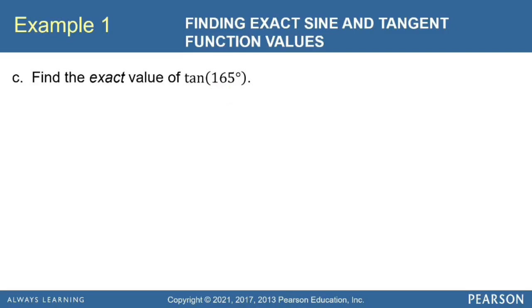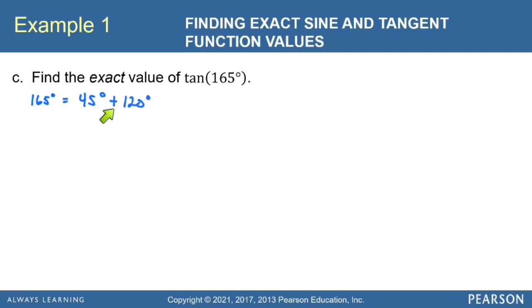Now, just like before, we know that the way to approach this is to break 165 degrees into two angles whose function values we know. And again, I see that this angle ends in a 5, so I probably want to try to break this down into 45 plus something. So we know that 165 degrees can be thought of as 45 degrees plus 120 degrees.